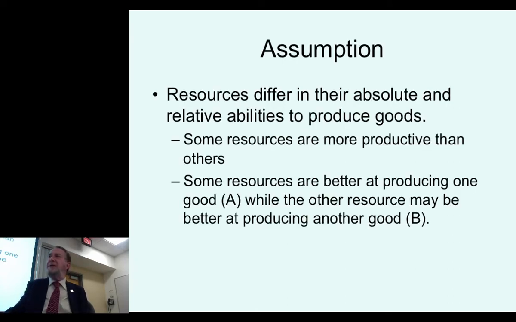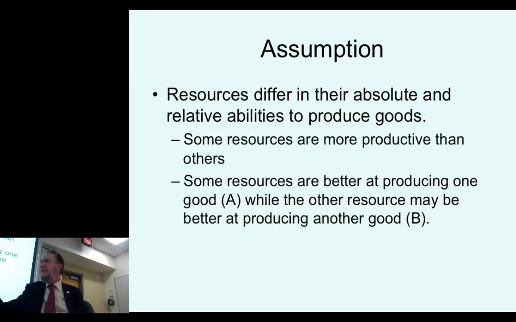So first of all, our assumption is that resources differ in their absolute and relative ability to produce goods. When we talk about absolute ability, we're talking about per time period, like a harvest season. And just think about different plots of land. Well, they clearly would have different fertility rates, different degrees of soil content that would grow various plants. You all have tremendously different skills as resources.